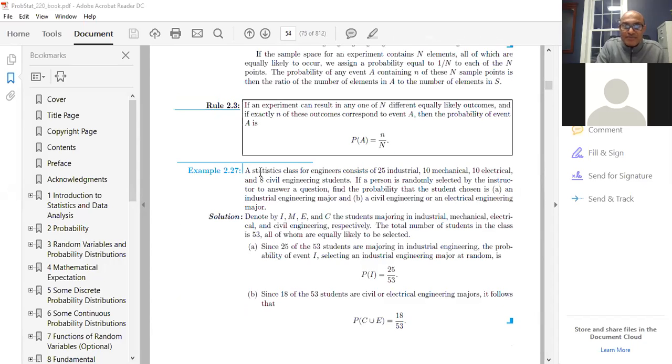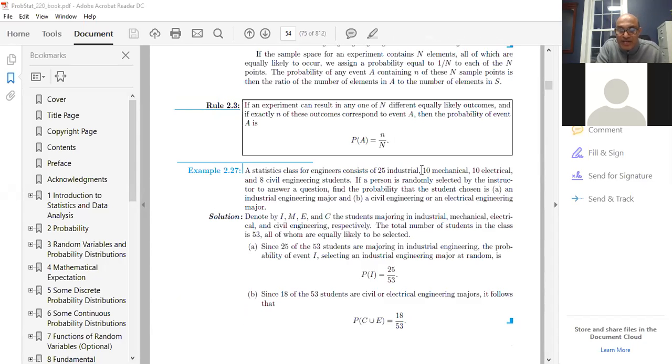Look at this example, guys. A statistics class of engineers consists of 25 individuals: 10 mechanical, 10 electrical, and 8 civil engineering students. If a person is randomly selected by the instructor to answer a question, find the probability that the student chosen is an industrial engineering major, or is a civil engineering or an electrical engineering.